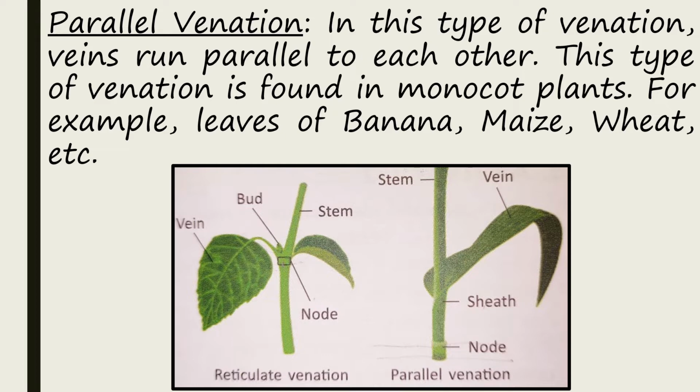Parallel venation. In this type of venation, veins run parallel to each other. This type of venation is found in monocot plants. For example, leaves of banana, maize, wheat, etc.